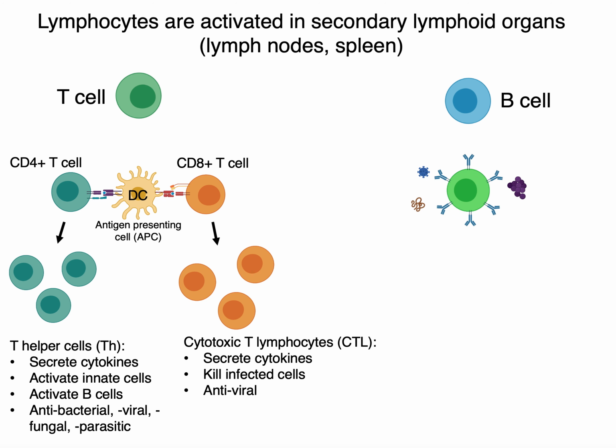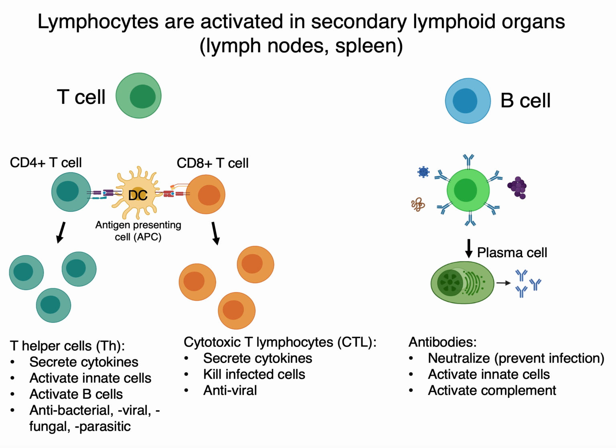B cells, on the other hand, can be activated by exposure to free antigens. These can be soluble proteins or surface antigens on viruses or bacteria or other pathogens. When B cells become activated, they can differentiate into plasma cells that produce secreted antibodies. And these antibodies can neutralize foreign pathogens to prevent their ability to infect. They can activate innate immune cells, and they can activate complement.